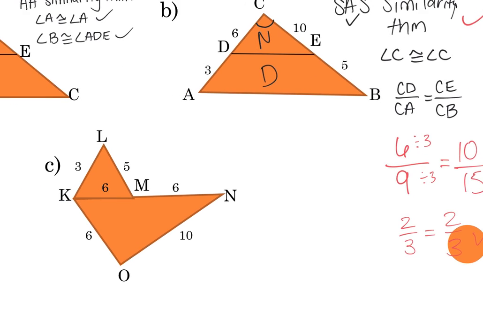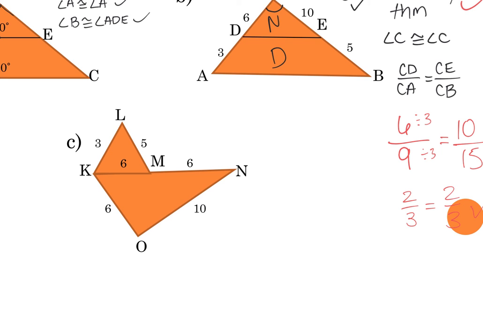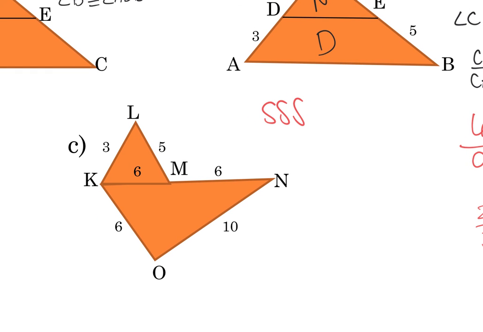Okay? All right. In example C, what do you think we're going to use here? Xavier? Why? Because we're only given sides. Very good. We're only given sides. We're not given any of the angles. So we know we need to use side, side, side similarity theorem. All right. Now, we need to match up smallest with smallest, medium with medium, and biggest with biggest.